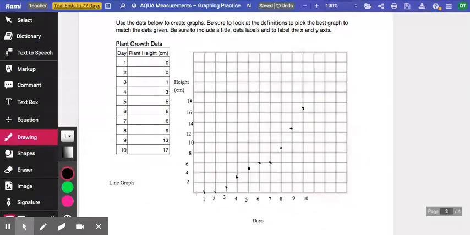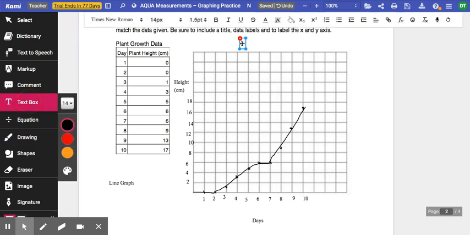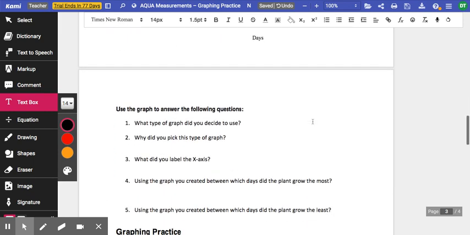Now you want to connect your dots. So my line's not going to be very good because I'm drawing on the computer. Try and do your best. So now I have my plant growth graph. So let's make sure we labeled everything. I labeled my data, height and days, and I labeled the numbers. The only thing I forgot here is I didn't include a title. So I'm going to go back and put this here and say plant growth.